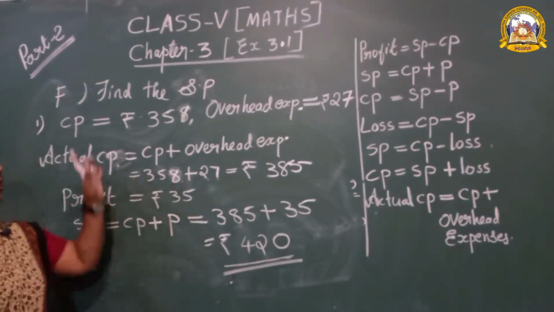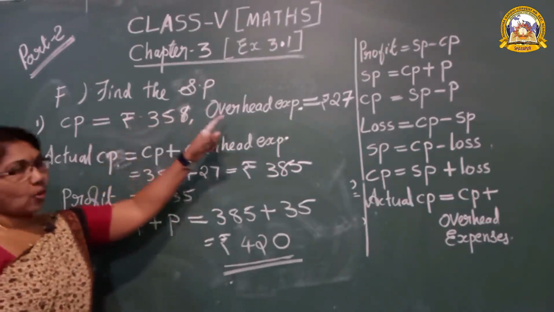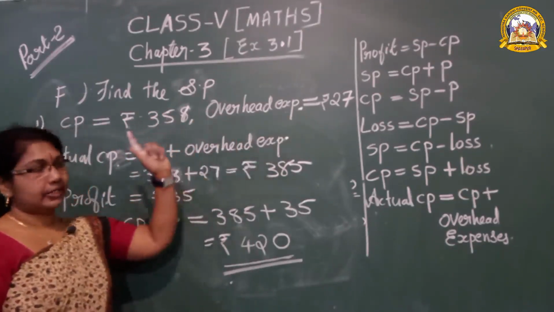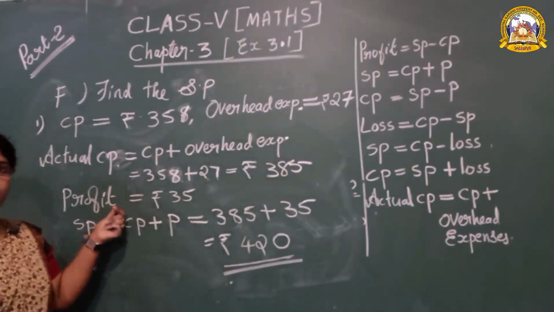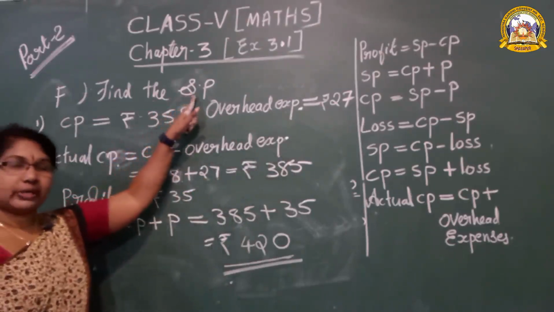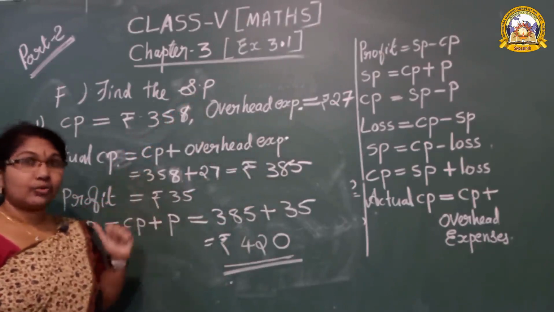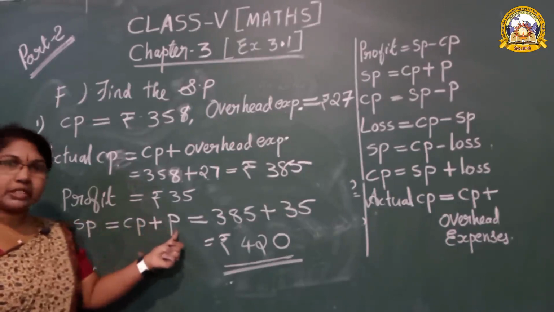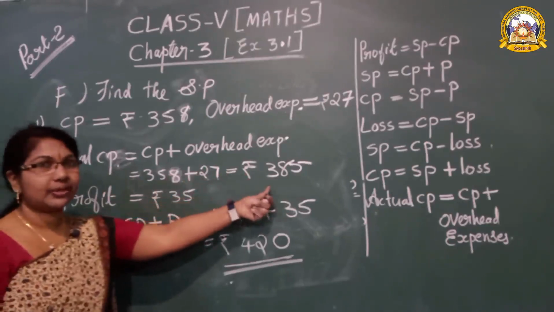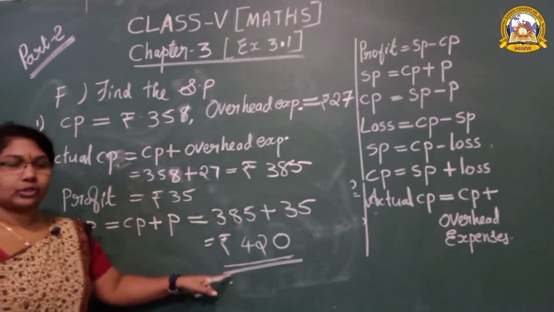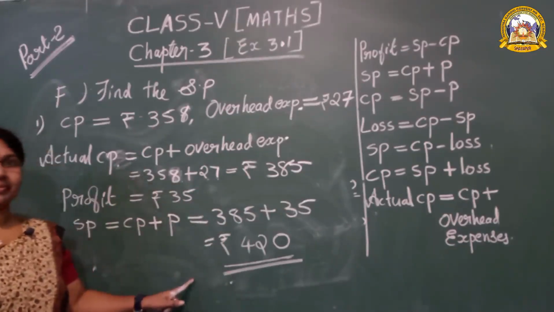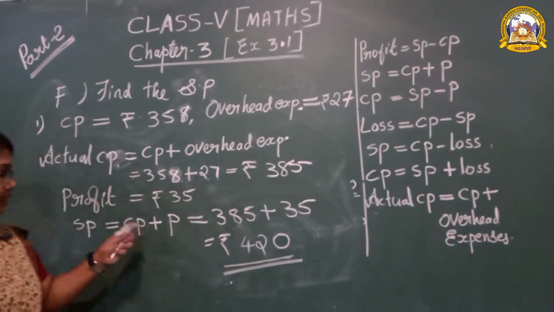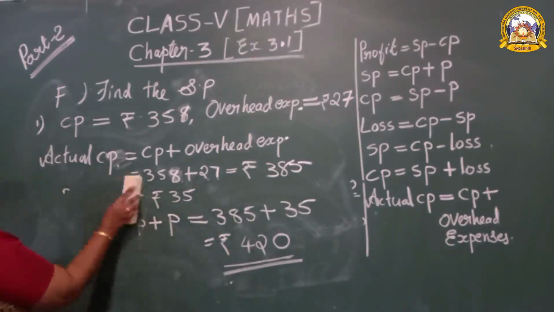Once more, CP is given, overhead expense is given. Both, what you have to do? We have to add it. Then profit is given in the question. So what you have to find out? We have to find out the selling price. How to find the selling price? Selling price is equal to CP plus profit. CP is 385, not 350. Both you have to plus it. Now here also, fourth question, I will show you one by loss. This is by profit, another one is by loss.